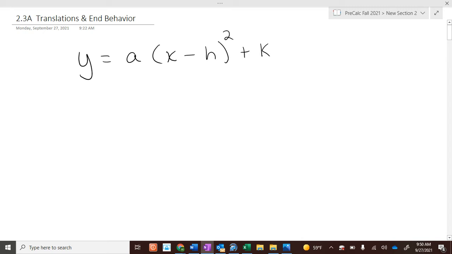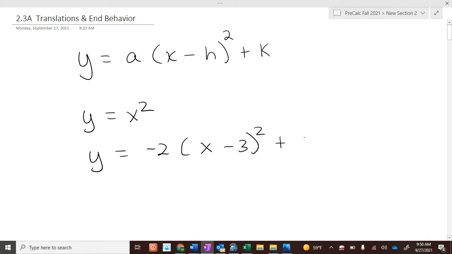So, translations. If you have a normal y equals x squared, and you're given y equals -2 times (x - 3) squared plus 5, Michael, what happens to this graph? Right 3. I'm good with that. Up 5. Good with that.